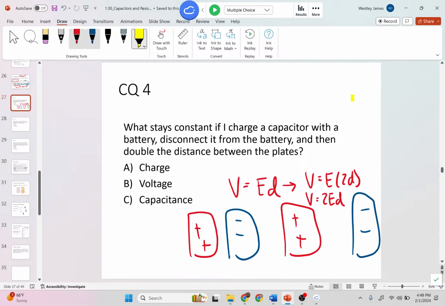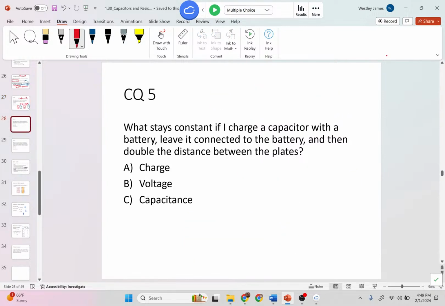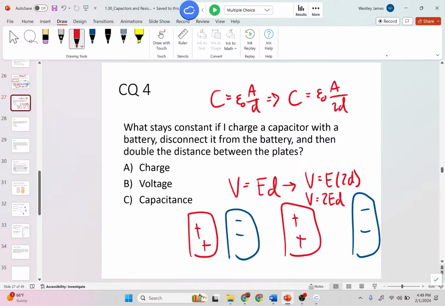The capacitance is epsilon naught A over D. That's the equation for capacitance. So C equals epsilon naught A over D. So if the distance doubles, the capacitance is going to change. The capacitance is going to halve. So that changes. All right, great. So honestly, figuring out what changes was the hard thing.